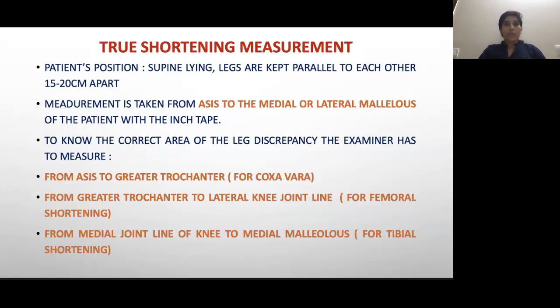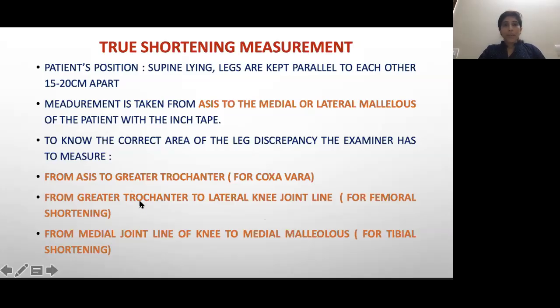So first we'll see true shortening measurement in detail. Patient position: supine lying, and the legs are kept parallel to each other, 15 to 20 centimeters apart. Then the measurement should be taken from the ASIS to the medial or lateral malleolus, and it should be measured with an inch tape. If the examiner finds any difference in the measurement of ASIS to the medial malleolus compared to the other side, then he will proceed to the segmental limb length measurement.